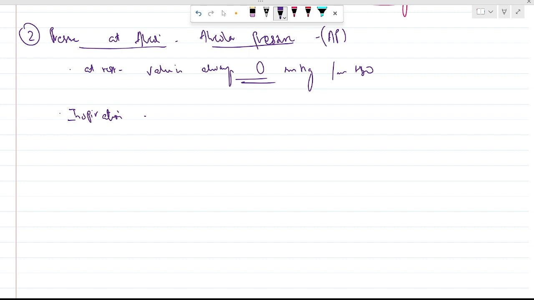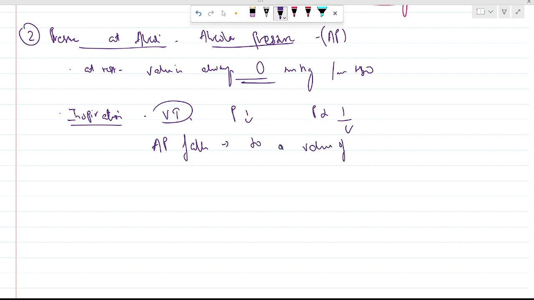Now inspiration. We know volume increases, pressure decreases, pressure is inversely proportional to volume, so alveolar pressure falls. As volume increases, we take in the air and pressure falls. Obviously from 0, if it falls, it will go to a negative value, minus 1 centimeter of water. Remember, here only centimeters of water is used for the alveoli, because the inside surface of the alveoli is covered by water molecules. We have discussed this in the structure function relationship of the lungs. Go check that one out.